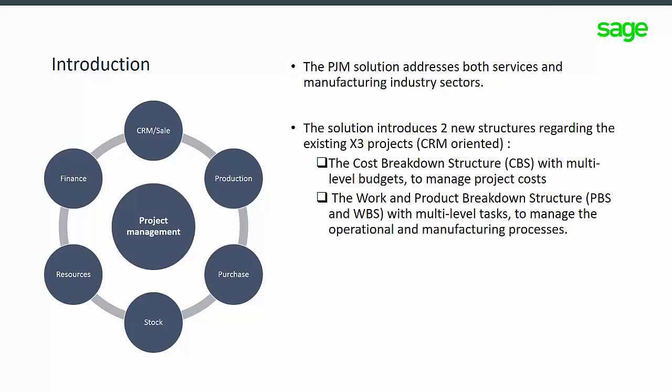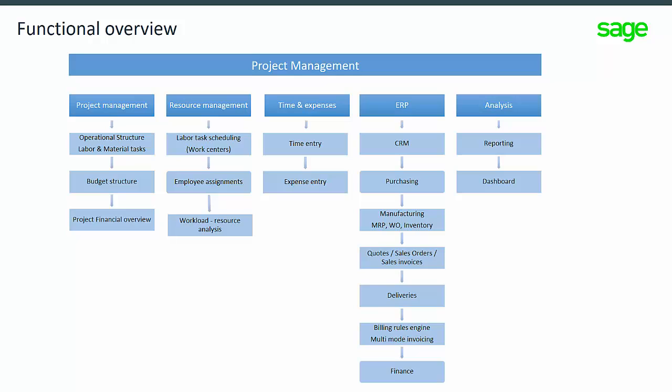The capacity to manage project costs using a cost breakdown, and the ability to manage the operations through the work and product breakdown structure are the main advantages. Sage X3 Project Management has the capacity to manage planning and quotations, manage budgets and control costs, organize and allocate resources, and create documents. It is available from version 11 and it replaces the existing MPM add-on function.